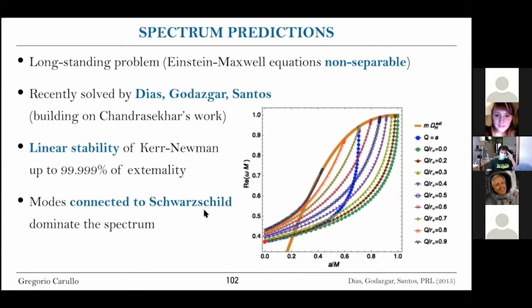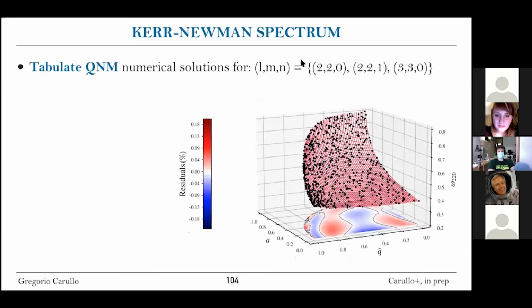What they found is that, first of all, the modes which are connected to Schwarzschild, so the ones which go back to the Schwarzschild value once you put the spin and the charge to 0, are the ones which dominate the spectrum, which is not a trivial result. And the other thing is that it was missing, let's say, an extensive public tabulation of these results. So what we did is that we started to extend their solutions, and we computed a large number of numerical solutions. So we tabulated the quasi-normal modes for the most dominant modes that you expect in a binary black hole coalescence.